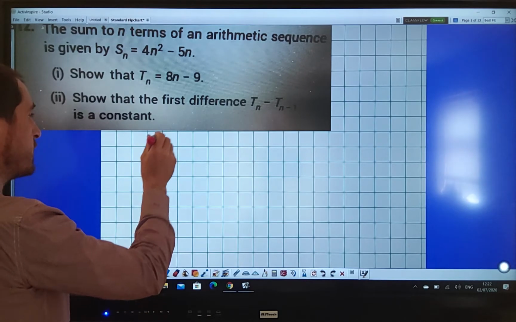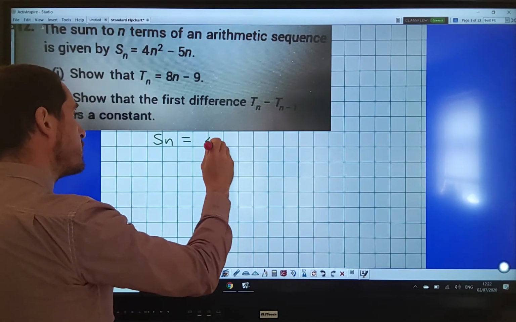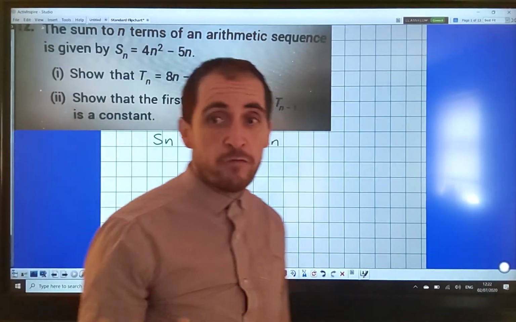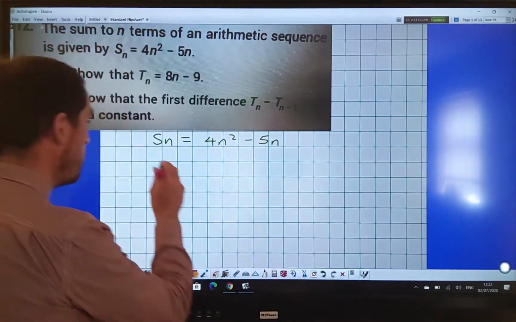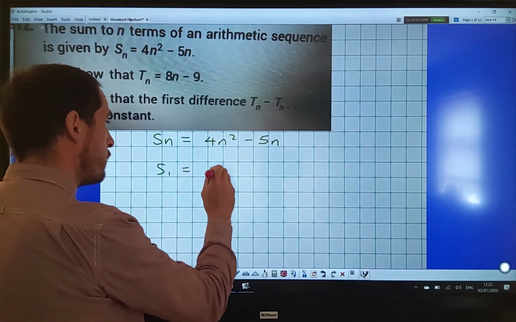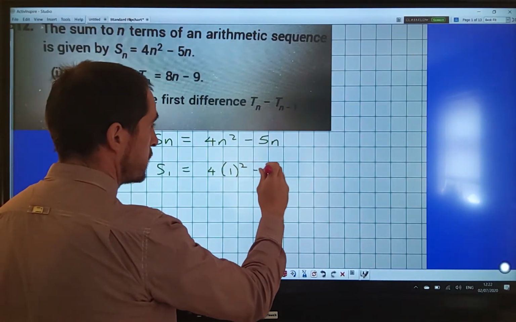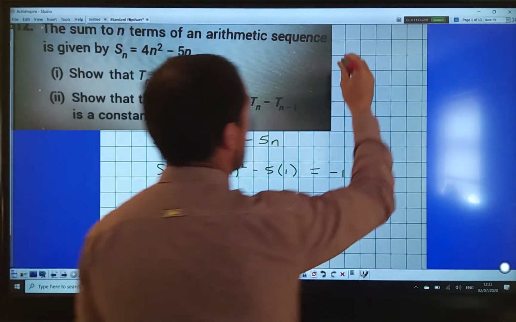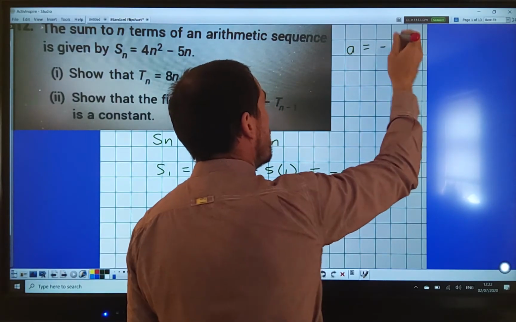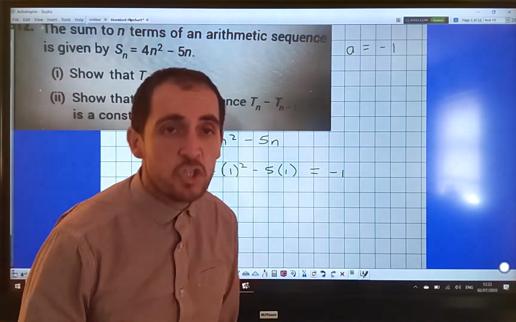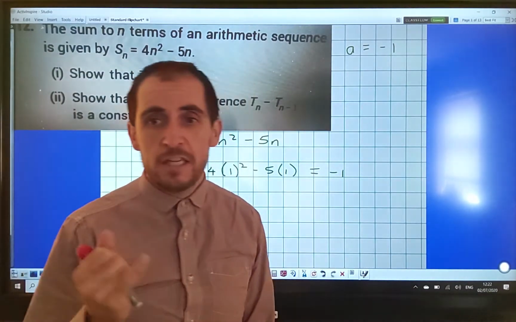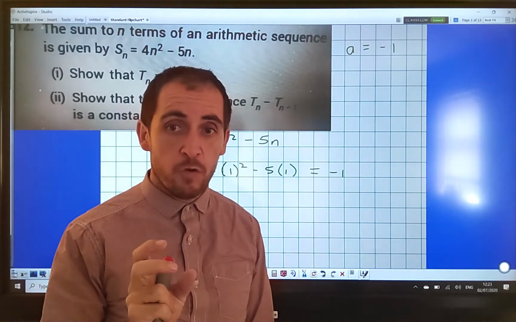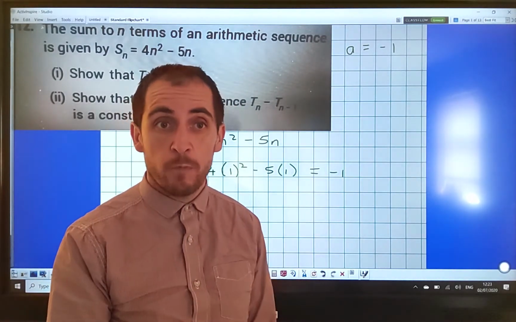So if you're given Sn equals 4n squared minus 5n, I know that the sum of the first term is equal to the first term. So S1 is going to be 4 times 1 squared minus 5 times 1, which equals minus 1. So A is equal to minus 1. Now, if I get the sum of the first two terms and take the first term away, that will give me the second term. And if I have the second term, I can get the difference by taking the first term away from it.